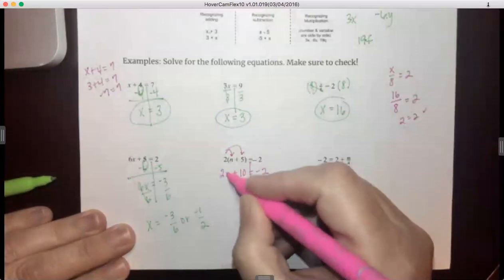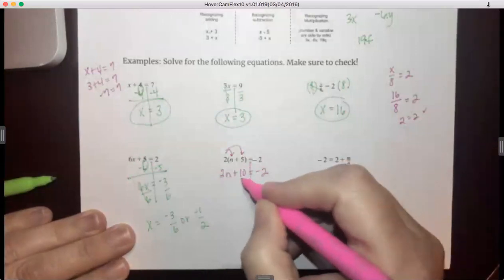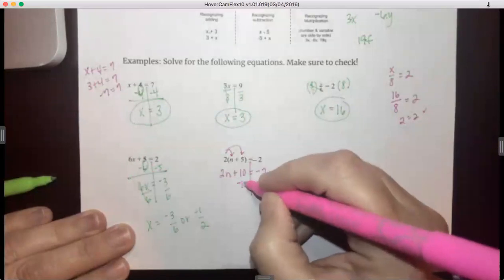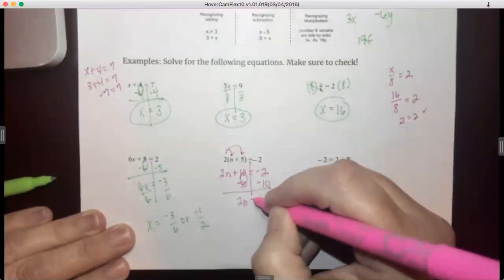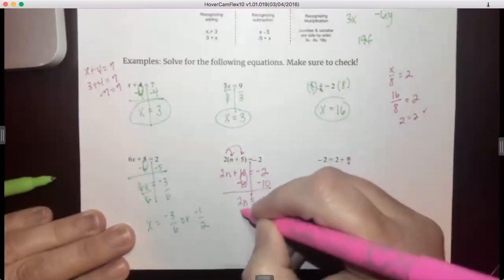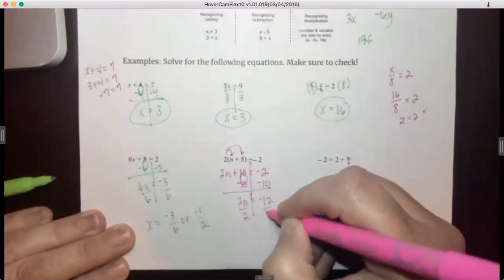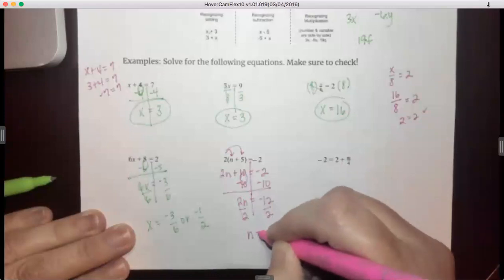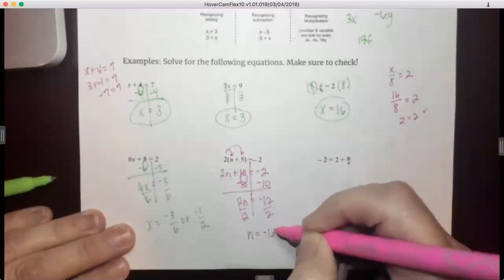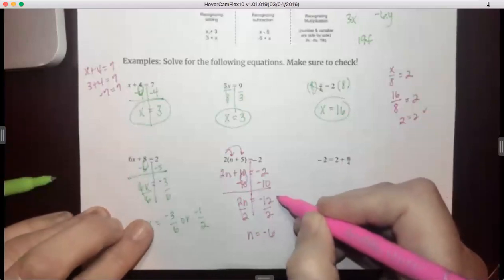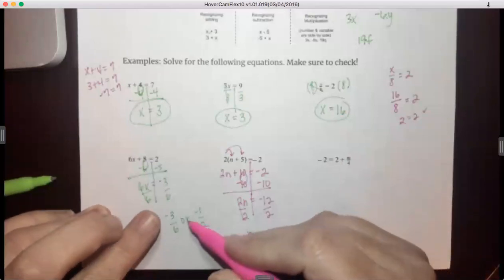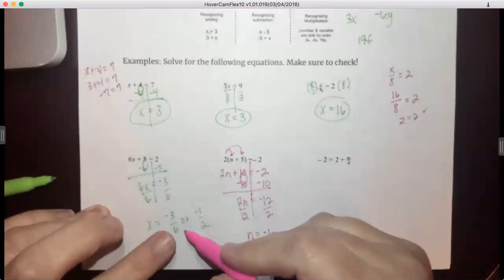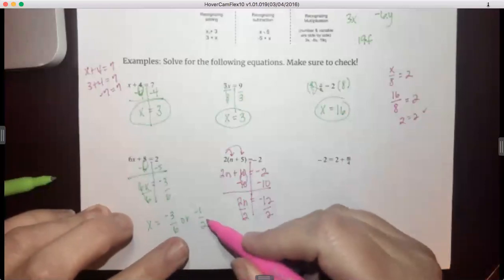I can't do anything with these two until I get the 10 to move away. So out of the neighborhood he moves. We get 2n equals negative 12. And then we want 2 and n to be apart, and so we divide by 2, and we get negative 6. You can see the difference here. Big number on top, small number on bottom gives us a whole number. Small number on top, big number on bottom gives us a fraction.